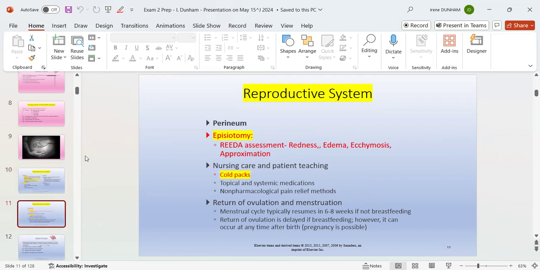Now, I want to hit upon this because you probably will see a question on this one. It's called the episiotomy. It's in the perineum. And you have 2 types. You have midline, and then you have the medial lateral. Now, the midline is straight down. Okay. And then you have the medial lateral, which is over to the side. What I want you to remember is the assessment. It's called REEDA. Can anybody tell me what REEDA stands for? Redness, edema, ecchymosis, and approximation.